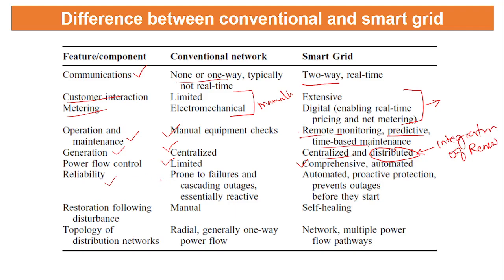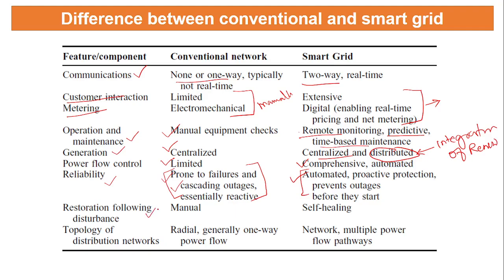Reliability means it is prone to failures and outages. Whatever problem happens on the electrical grid has to be recorded manually. But in the case of the smart grid, everything will be recorded automatically in the system, and through the DBMS we are able to predict the next event which is going to happen in the electrical grid. So that is the main advantage: we can predict what is going to happen next. And the next one is restoration.